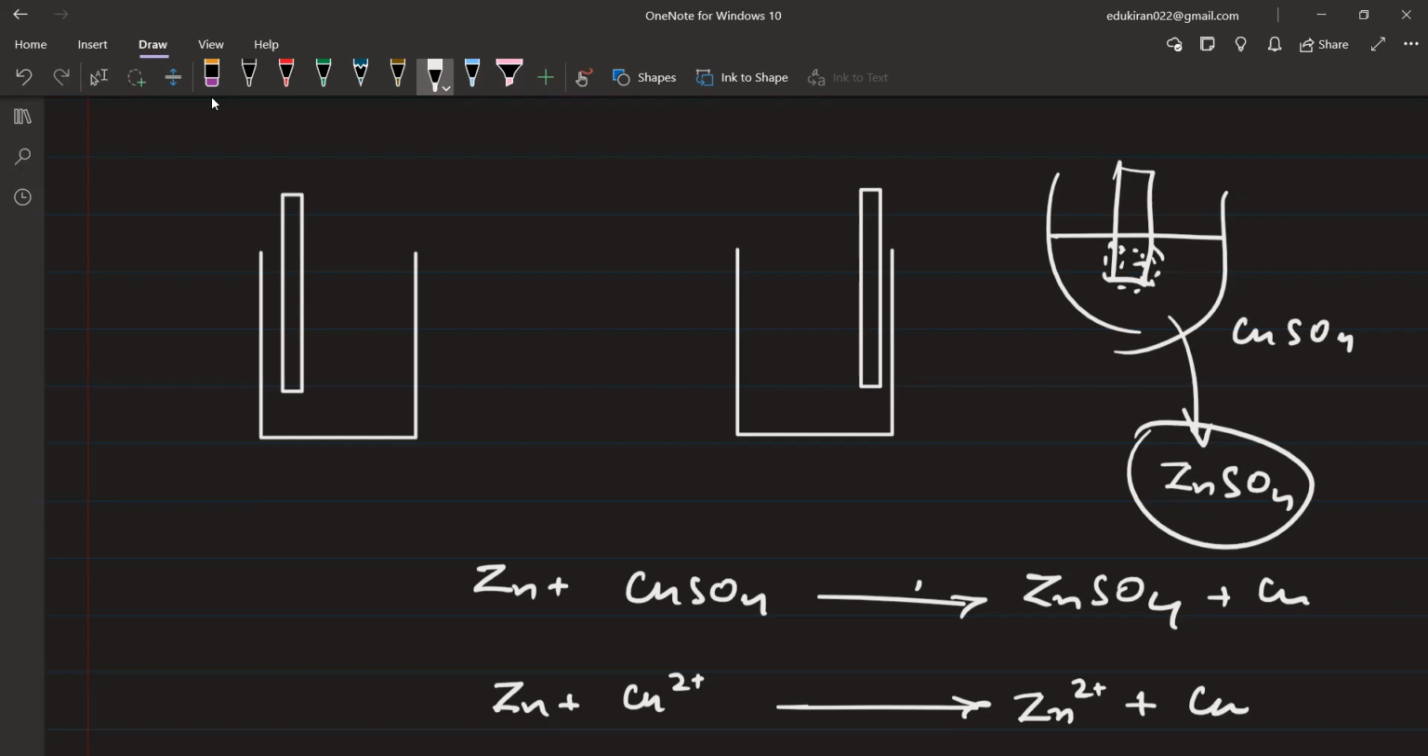So that, okay, fine. We can have this kind of couple in which we have the solutions of ZnSO4. We'll have here ZnSO4 and we will have here CuSO4. We'll have here a zinc rod and we will have here a copper rod.